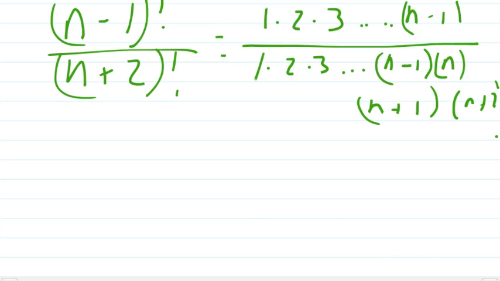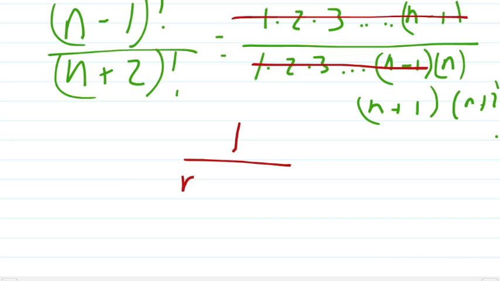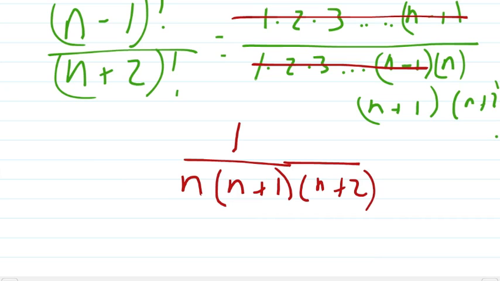Where do we quit being able to cancel things? N minus 1. So we can cancel all of these and all of these, and we're left with 1 over n, n plus 1, n plus 2. Okay? Now then, look at that one for a minute. Are you okay with how that worked out? Okay?